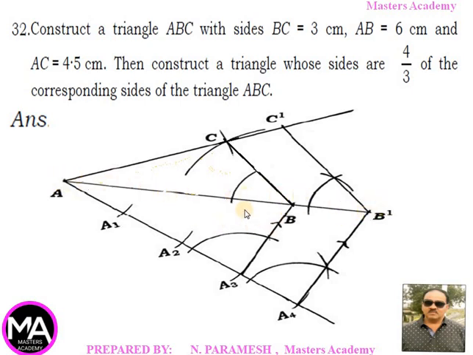In the same manner, at point B, draw an arc. Same measurement at B dash, mark the arc. Now measure with the help of compass this arc, then you cut.